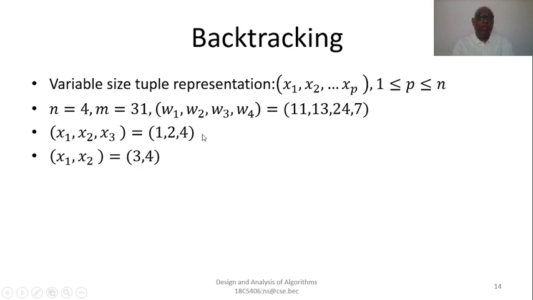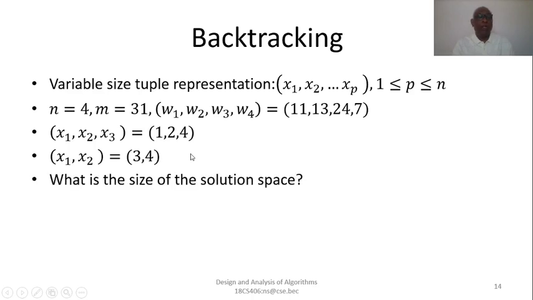The second possible solution is x1, x2 equal to 3, 4. It means the third and fourth weights are included. Others are not included. 24 plus 7 once again is equal to 31. So the solution is either 1, 2, 4 or 3, 4. And you find that this is a variable size tuple representation. It's not a fixed size tuple representation, because here there are three elements in this tuple, whereas there are two elements in this tuple.